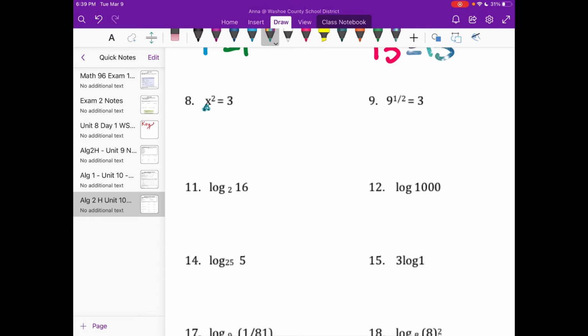Same thing on number 8. So my base is the x. So I'm going to start with log with a base of x. And remember that my other two are going to switch place. So the 3 is now with the log, equals the 2 is on the other side. We switched places.